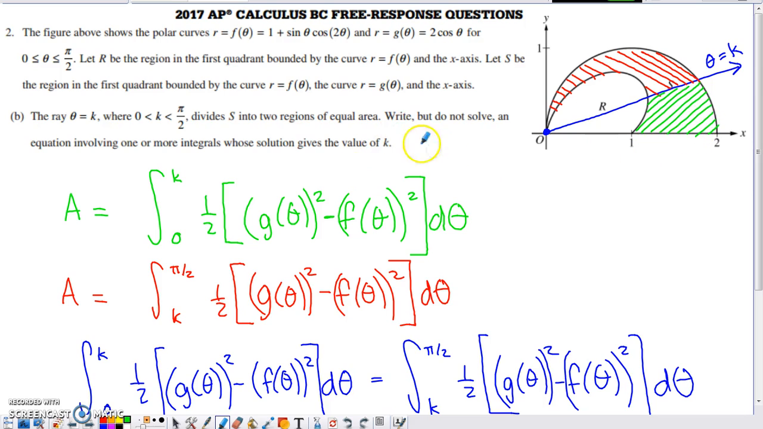And what we're asked to do is write, but not solve, an equation that has one or more integrals within it whose solution gives the value of k. So we want the region that's in red right here to be equivalent to the area of the region that's in green down below it.